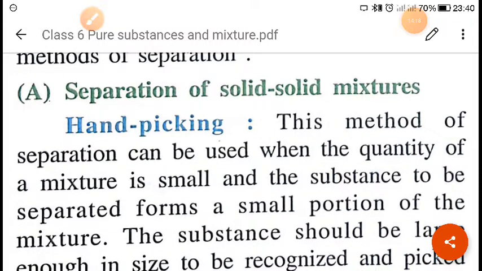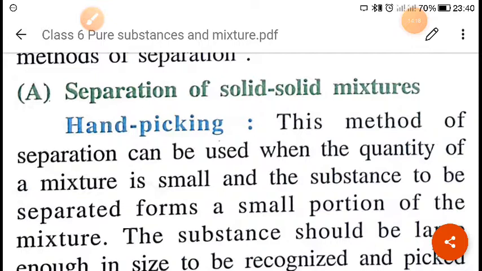So the first method is separation of solid mixture. If the mixture contains only solid particles, not any liquid particles, just like the example of the grain, or rice. Suppose the rice is there, and in that rice there is a stone. So how do we pick out that stone? We pick it out by hand, with our hand. So that's why it is called hand picking.